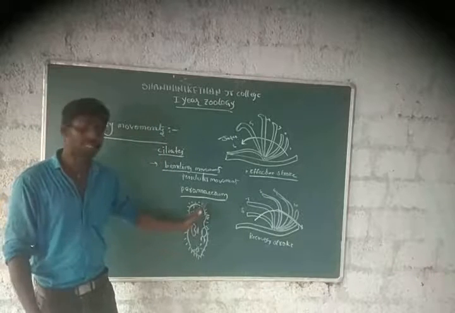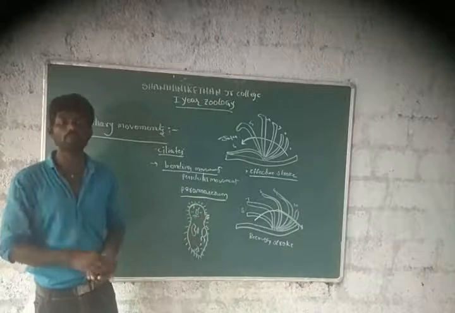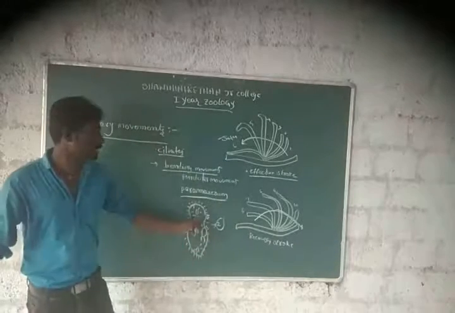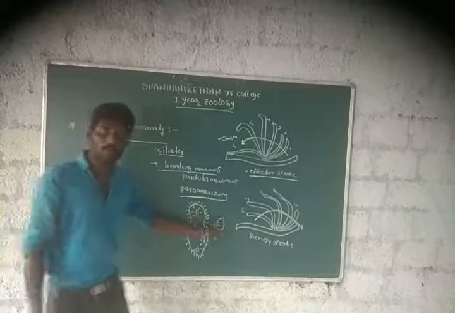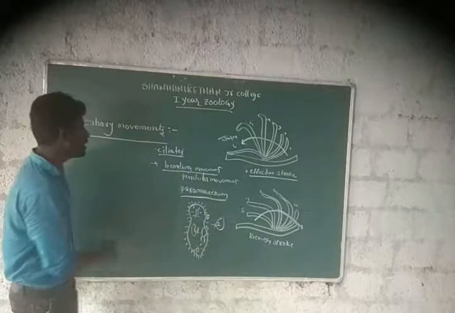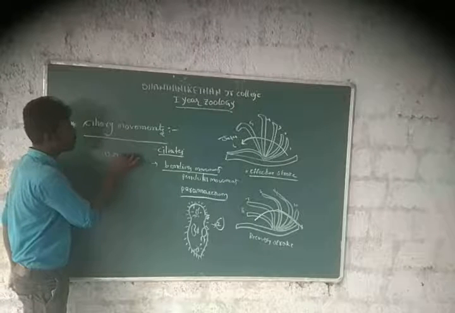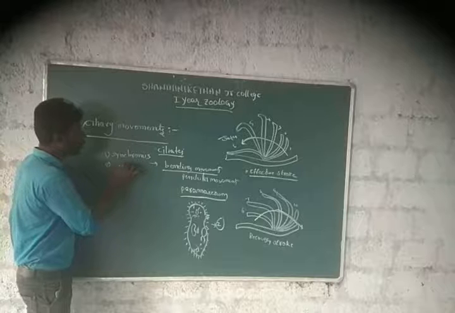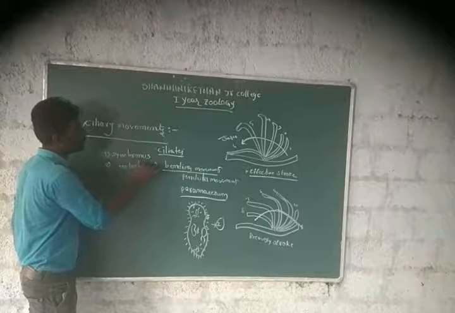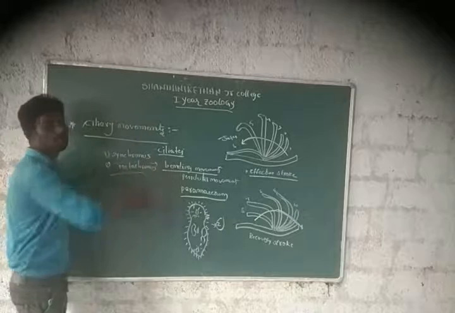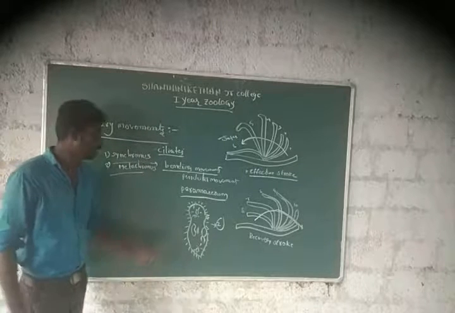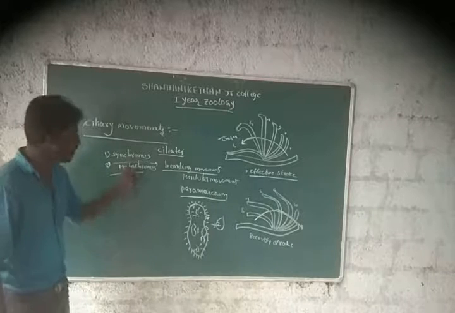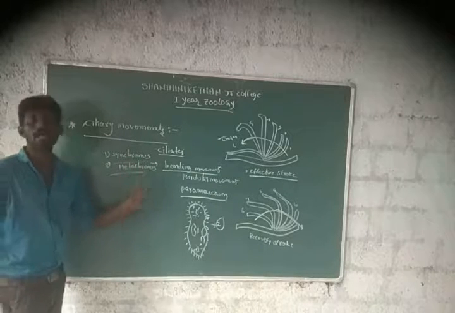The cilia of Paramecium exhibit two types of movements. The cilia of Paramecium exhibit how many types of movements? Two types. The first one is the synchronous movement and the second one is the metachronous movement. What is the meaning of synchronous and metachronous movements in Paramecium?